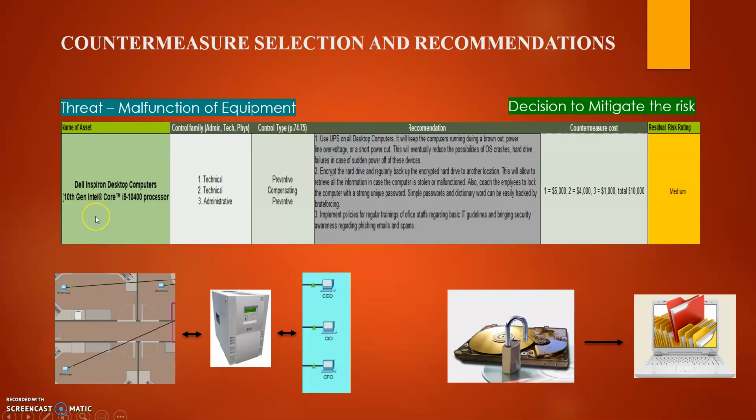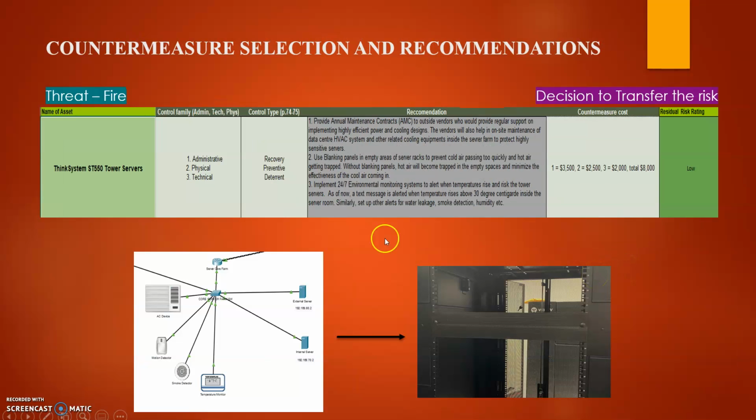The next asset is Dell Inspiron desktop computers, which are the physical assets of our organization, the threat being malfunction of equipment. To mitigate this threat, we have recommended using desktop UPS on all desktop computers inside the company. This would reduce the possibilities of OS crashes and hard drive failures as well. We can also encrypt the hard drives regularly and provide regular basic training for office staff regarding IT guidelines and security awareness. The countermeasure cost will be $10,000, and the residual risk rating would be medium after deploying these recommendations.